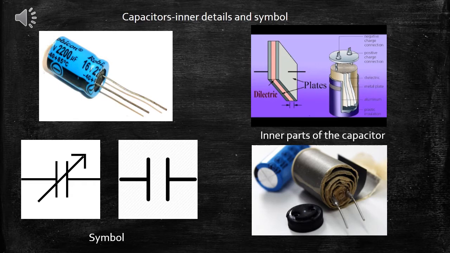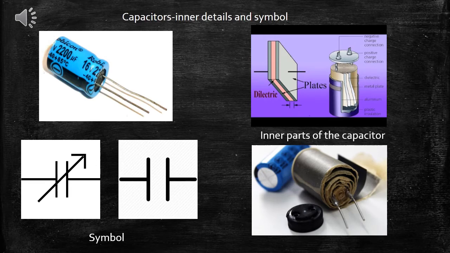Nearby in the picture, the inner content of the capacitor is shown. Just below that picture, the real capacitor and its parts are given. In between two metallic strips, you could see the insulator, that is, the dielectric. Everything is rolled within the metallic cylindrical section.